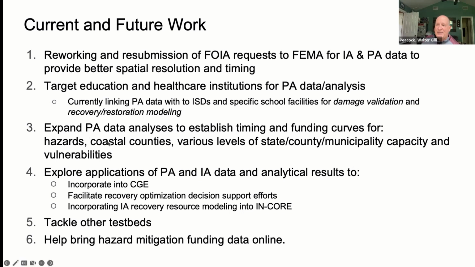I want to expand the PA analysis from not just Texas, but nationwide to actually get some better estimates of timing and the curves as well. I want to explore incorporating this in the CGE, given its spatial detail and the amounts and timing that is possible, as well as recovery optimization decision-making. So we want to meet with Charles on that, and then incorporate the AI recovery modeling into NCORE, tackle other test beds, and then bring the hazard mitigation funding work online as well. Farina's is helping us with that too. And that is it.